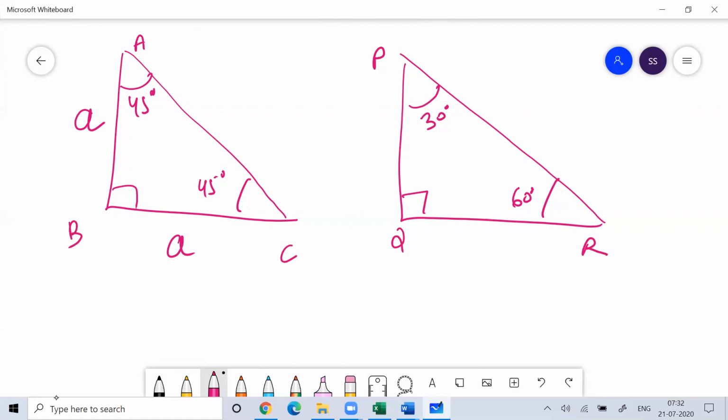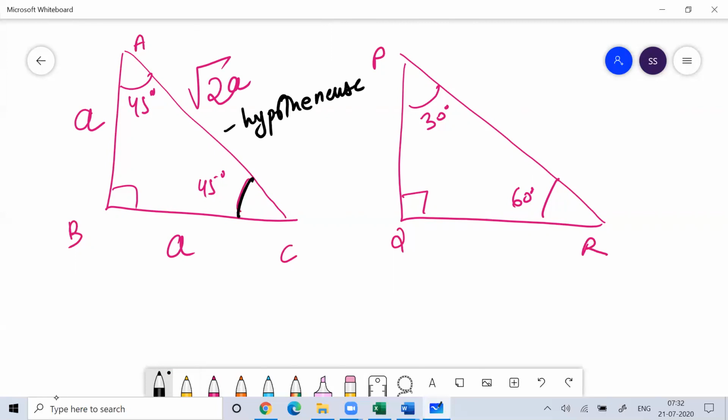So these two sides will be equal, and this would be the Pythagoras theorem. The opposite side, the hypotenuse, this is called the hypotenuse. This is called as hypotenuse.